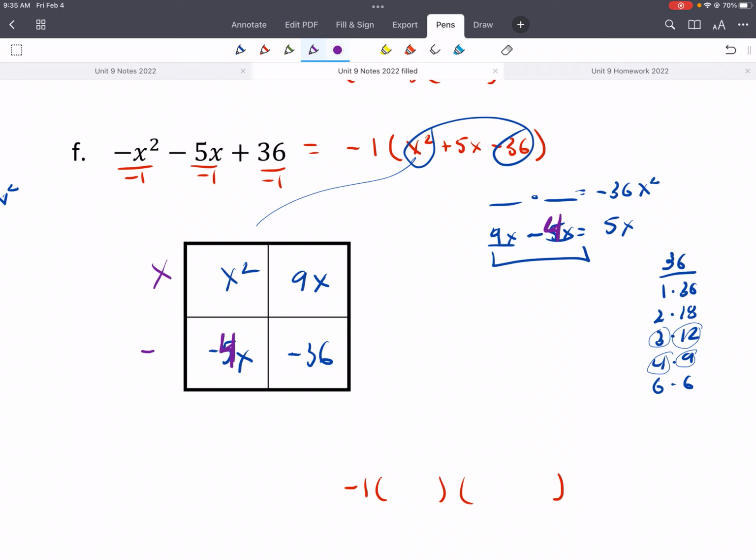So greatest common factor here would be negative 4, and greatest common factor here would be x, and what, 9? And we can check, x times x is x squared, negative 4x, negative 36, and 9x. So that looks like that all works out. So we've got x minus 4 and x plus 9.